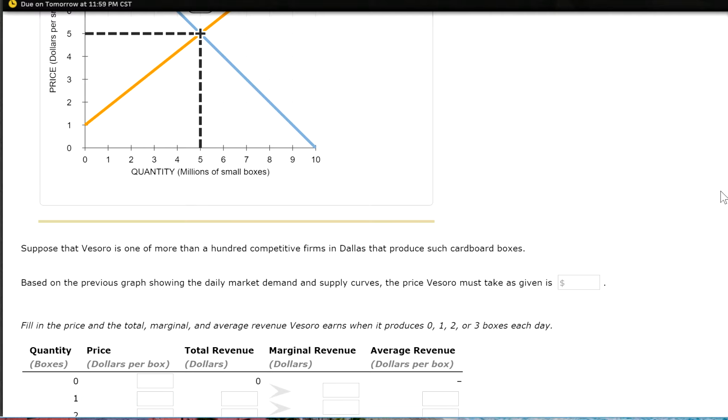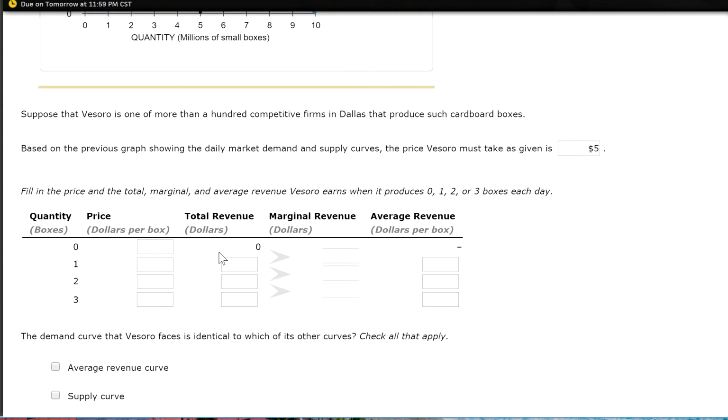Okay, so based on the previous graph showing the daily market demand and supply curve, the price for Versoro is $5. That's what the equilibrium is. It's right here, guys. It's $5 over here. Now quantity. So if they produce 0 boxes, the price is $5. Now for price, it's always $5.